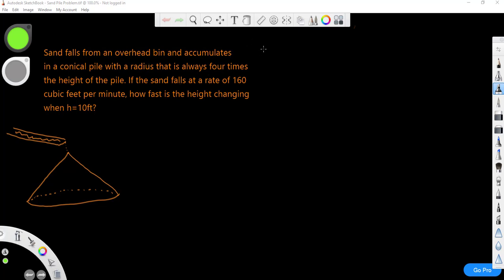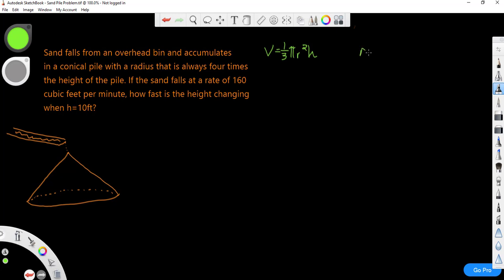Okay, so I'm just going to write down all the information that was given here. The sand falls at a rate of 160 cubic feet. Well, I know that cubic feet is a volume measurement, and I also know that this is a cone. That's what conical means. So I'm just going to write down the volume of a cone. V equals 1/3 pi r squared times h. Alright, so maybe I'll need this, maybe I won't. Always good to have it.